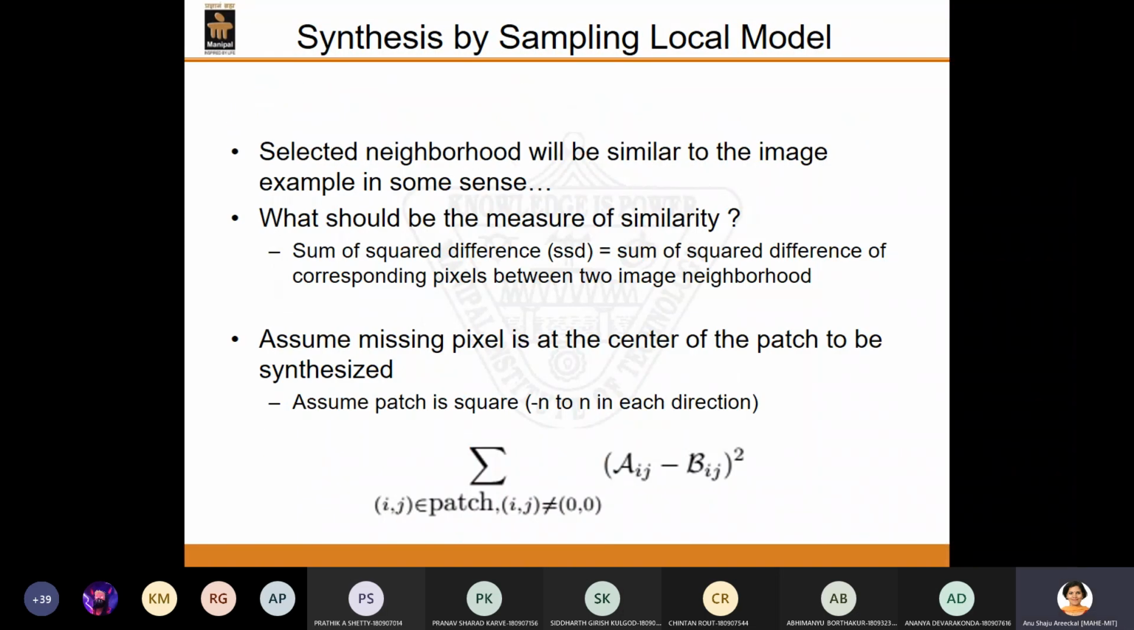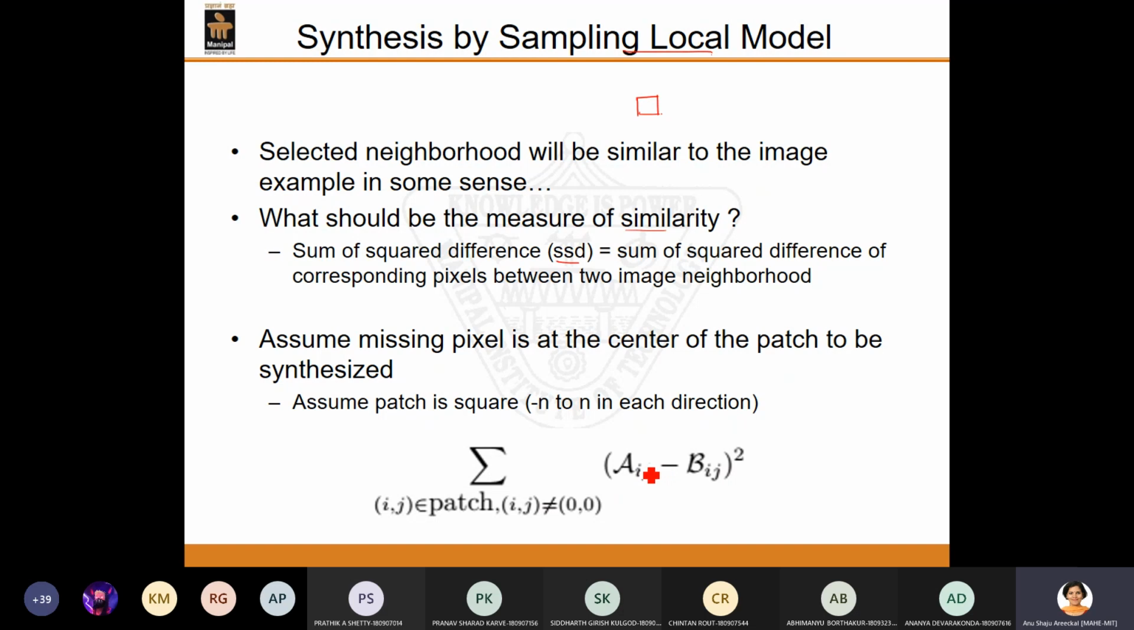As we discussed in the previous slide, when we were discussing the sampling local model method, from the neighborhood or the input patch that we are considering, we look at all the patches within the image, and we look for a certain measure of similarity. The measure of similarity which is commonly used is the SSD, which is called the sum of square difference.